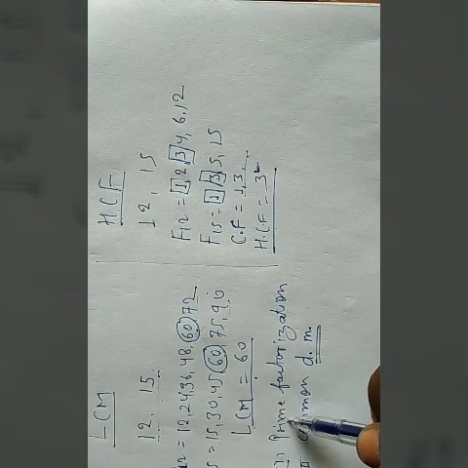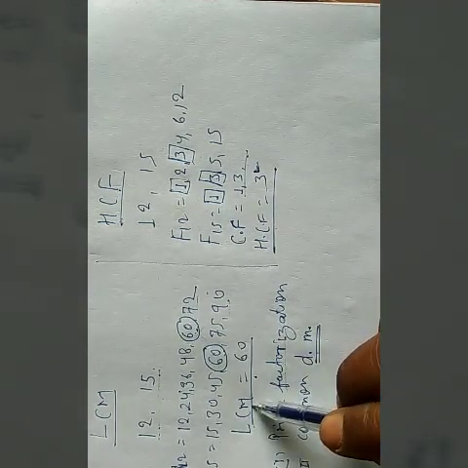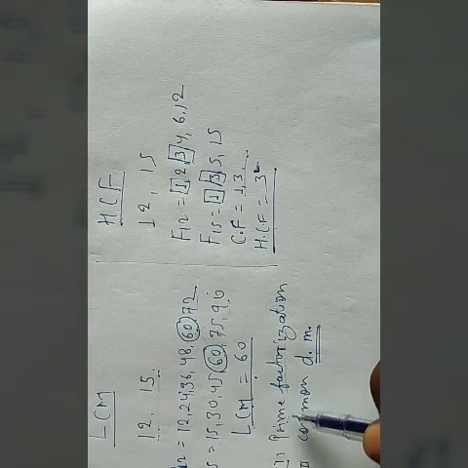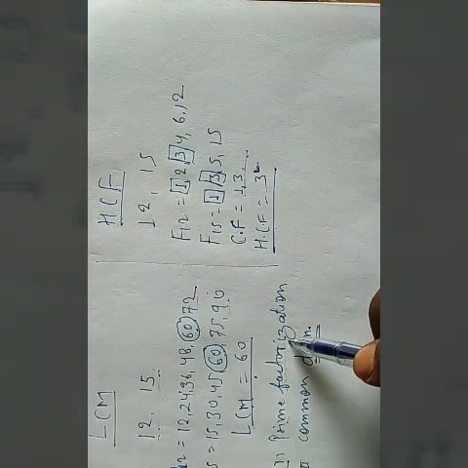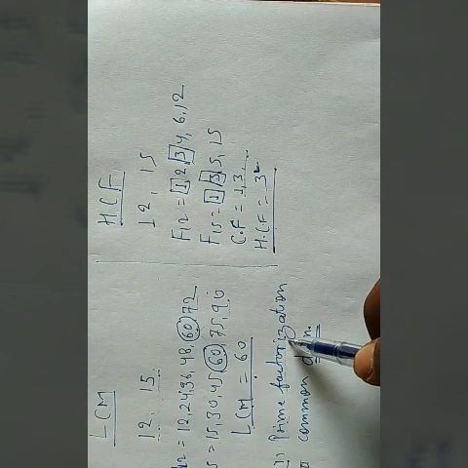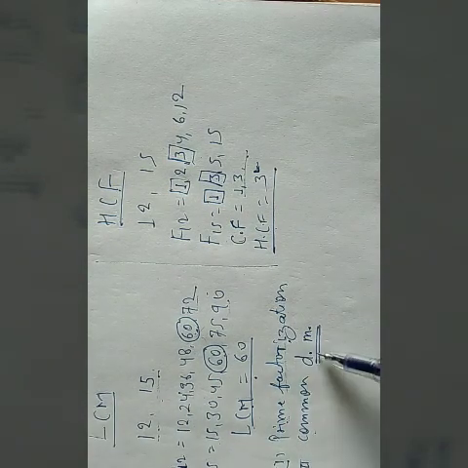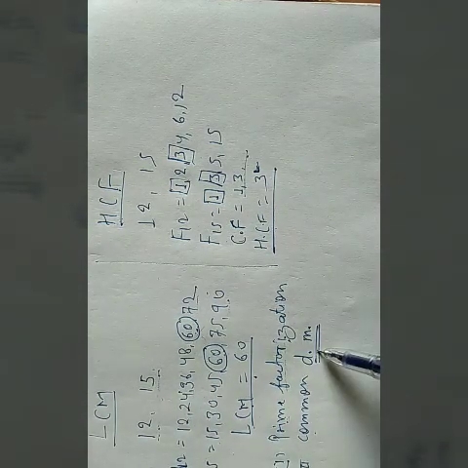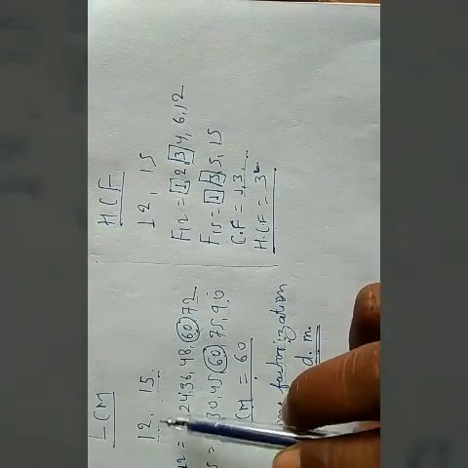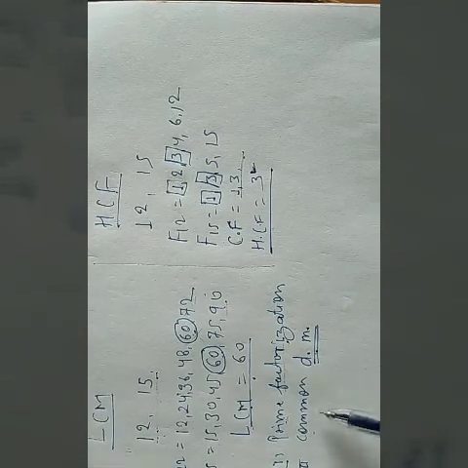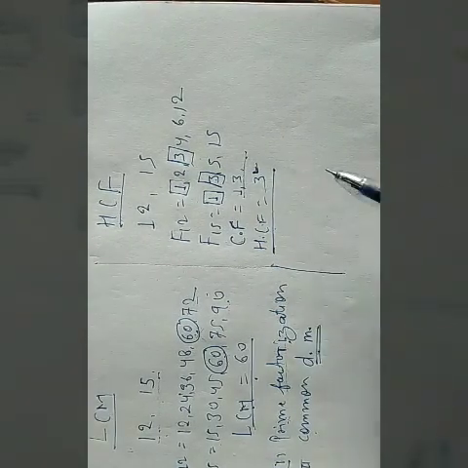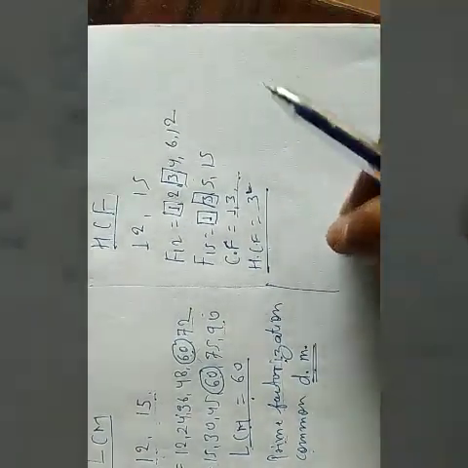Prime factorization means prime factors, then find out the multiples. Then common division method. So we will divide these numbers commonly like this. So this will be the common division method. One by one we will discuss later over these methods.